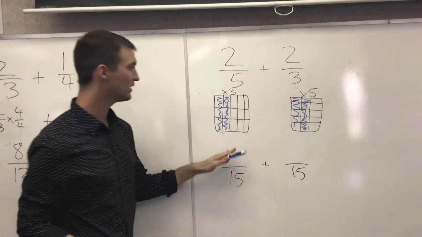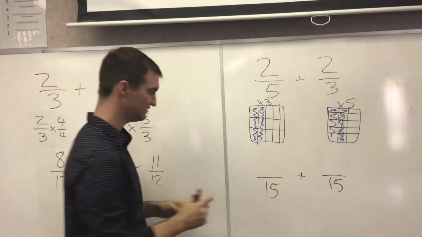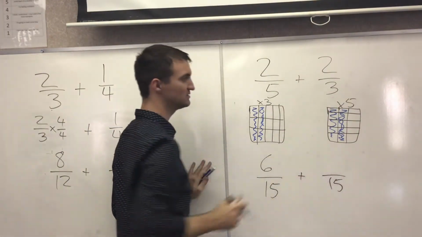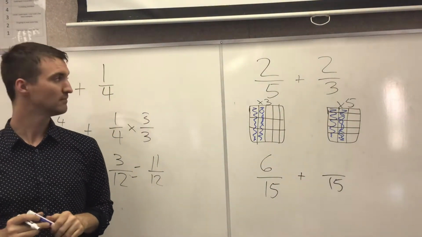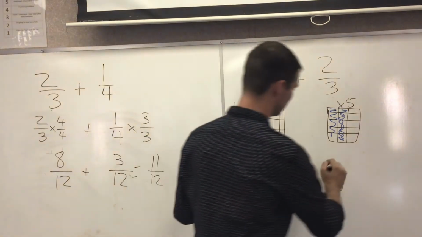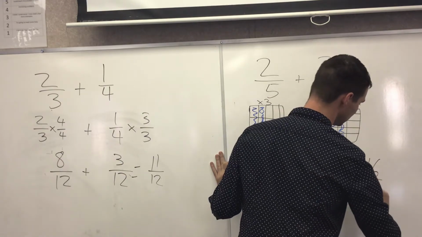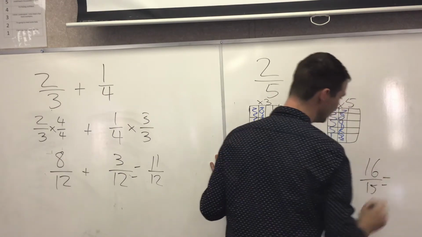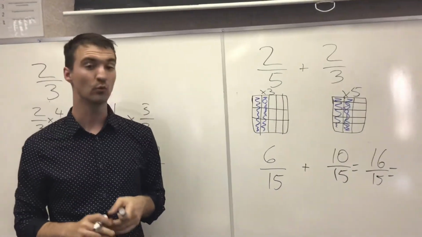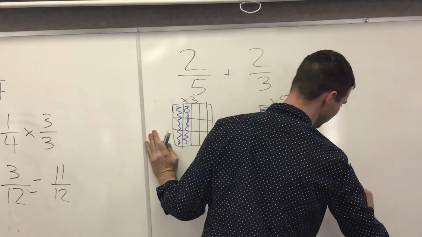So now I have them broken up into 15ths. I have 1, 2, 3, 4, 5, 6 15ths. And over here, how many 15ths do I have? You have 10. 10 15ths. Excellent. And when I add them together, I will get 16/15, or I would get 1 and 1/15 when I divide to get my mixed number.